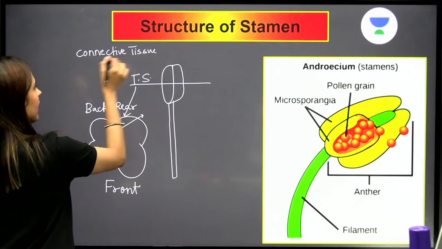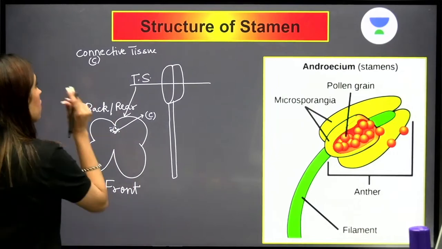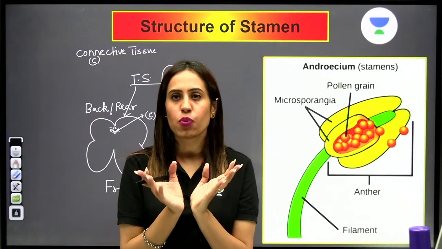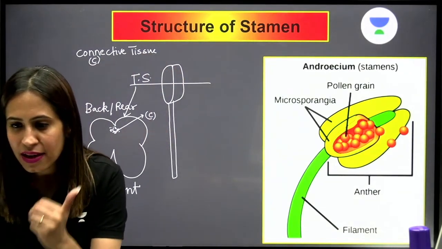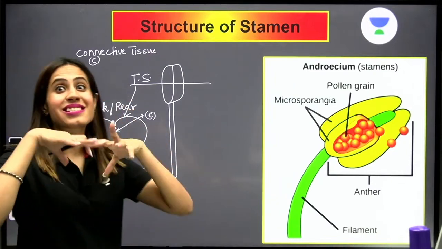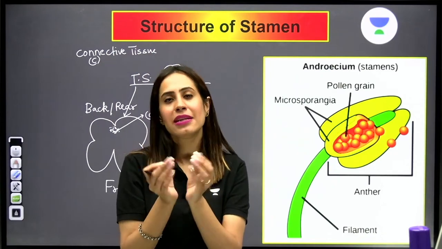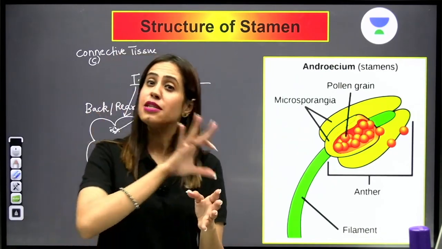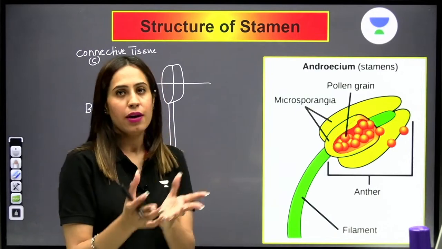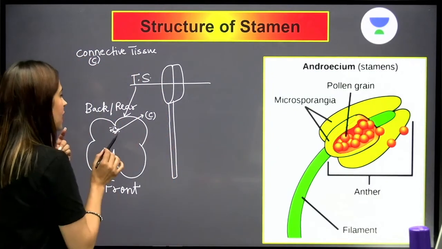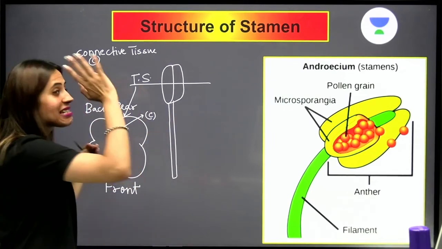So, I am just writing a name, C. C for connective tissue, which is a sterile tissue. I know the anther is fertile, but connective tissue is sterile. It is a vascular tissue. Vascular means it is having xylem and phloem, right? So the back part has a connective tissue and the front part is separated.